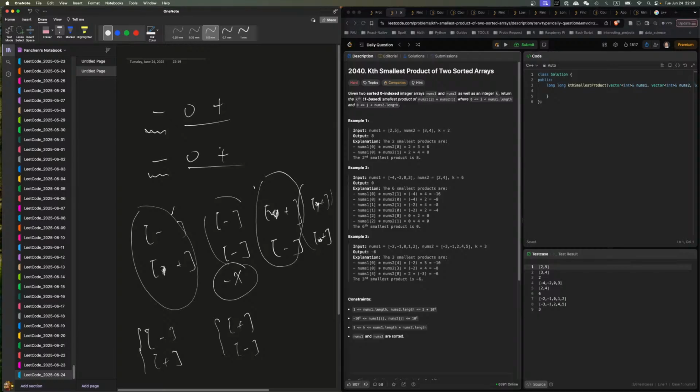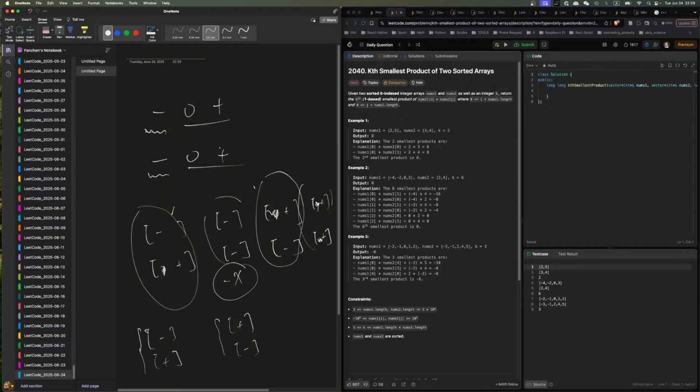Right? If the k is smaller than the negative count, then we do the negative. If the k lands in between the negative count and the positive count, then it's going to be 0. If k is larger than the negative count plus 0, then it's going to land in the positive count, so we do the positive. Now when I do it, we'll run the function, and essentially we will do the same thing, but one is checking the largest, one is checking the smallest.